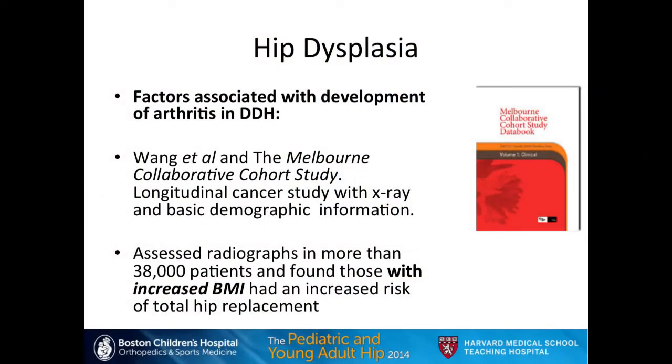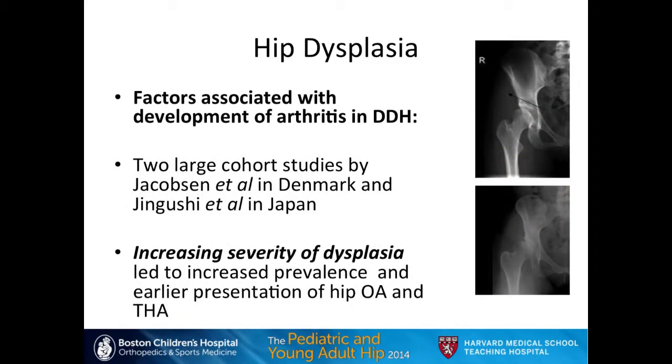I think this is one point I'll bring up here in a little bit, but gets to what do we use as our endpoint for mode of failure, meaning when do we call your hip dysplasia significant? Is it significant only if you get a hip replacement, or is it significant if it's enough to cause you pain? Other factors associated with development of arthritis and DDH include these other two large cohort studies, one by Jacobson et al. in Denmark, and another one by Jingushi in Japan. They found that increasing severity of dysplasia, more or less confirming what we thought, led to increased prevalence and earlier presentation of hip OA, and also going on to total hip replacement.